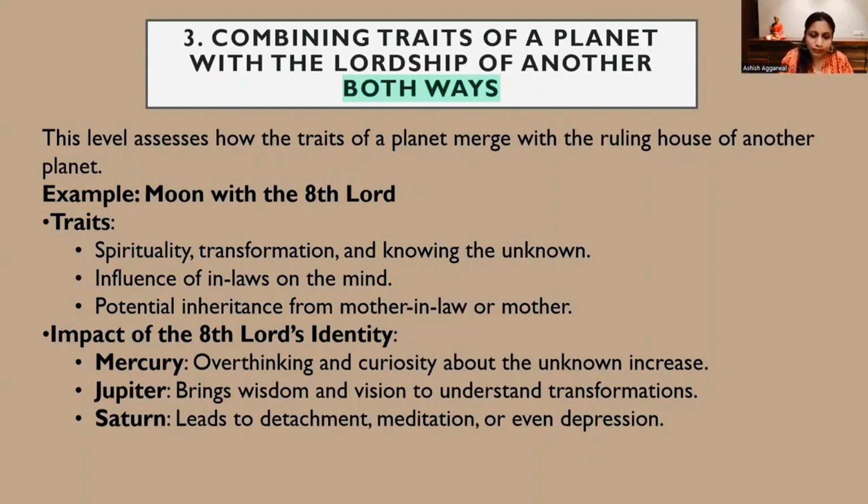Now, which planet will be the one to influence this will change our theme. For instance, if my Mercury is in the mix, it will increase overthinking or being curious about unknown things, because Mercury itself is curiosity. Then Jupiter can give us wisdom or vision to understand transformation and see what has not happened yet. Saturn placed with my Moon can lead to detachment or meditation, or it can also lead to depression. This combination can be bad or can completely make someone an agitated person.